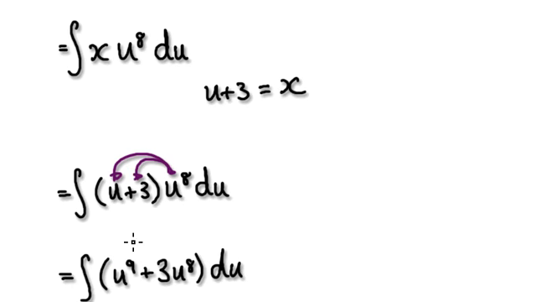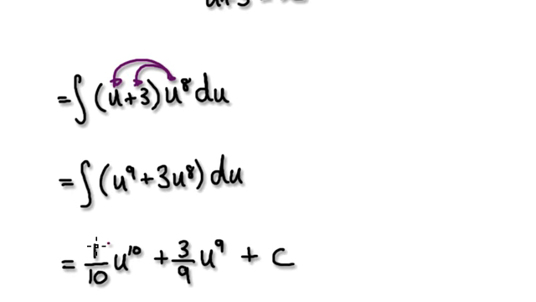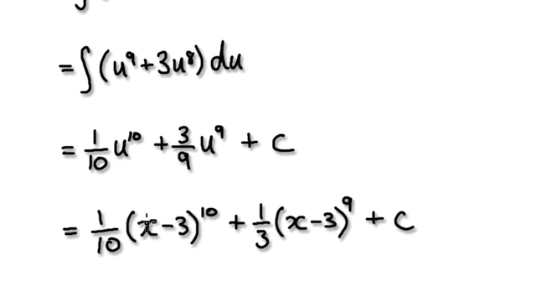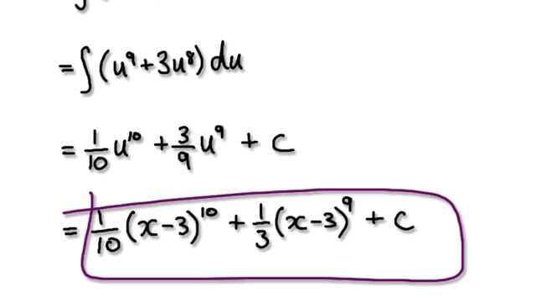Now we can multiply this out. That will give you this. Integrate it. It will then give you this. And now substitute back in. It will then give you this. So overall the answer would be this. Okay.